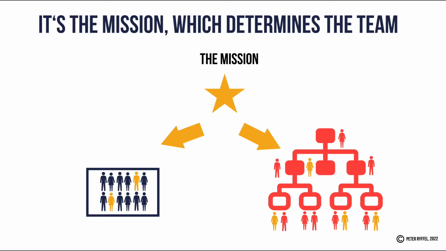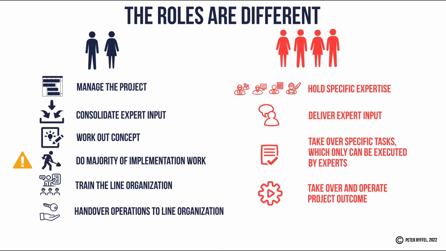How is a project team composed? It's the mission which determines the team. To successfully fulfill the mission, the skill set and the profiles of the team members have to fit to the challenge. Very often, also the availability of the team members impacts the composition of a project team. Even if they are one team, functional experts and pi-shaped generalists have fundamentally different roles.